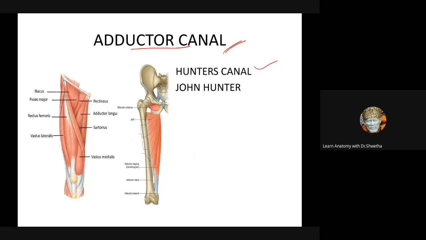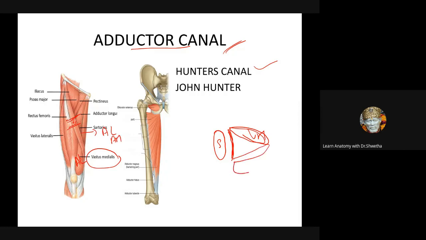See, what is this muscle, students? Sartorius, right? If I cut the sartorius, that is the roof of the adductor canal. If I cut and remove the sartorius, I will see a fibrous band. Now, vastus medialis forms the anterolateral wall. The floor is formed by adductor longus and adductor magnus.